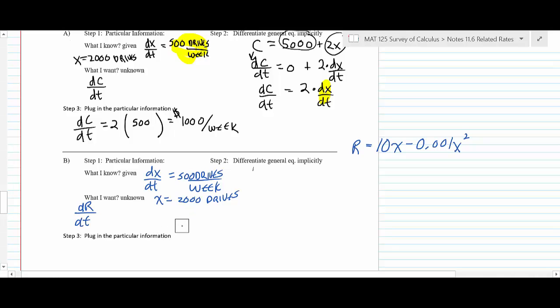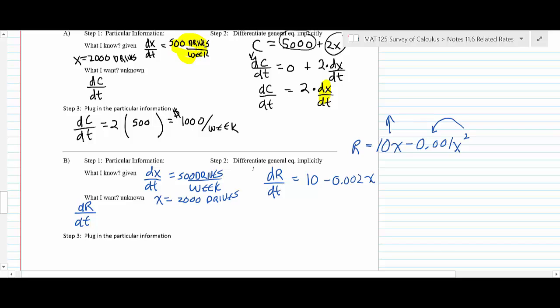All right, so really all you've got to do is take the derivative of this function right here. This should be a pretty easy derivative. So if you do dr over dt, what's the derivative of 10x? 10. Then we do a power rule here, so you bring down the 2 and multiply it, which gives you 0.002 x to the first. So that's what dr over dt is.